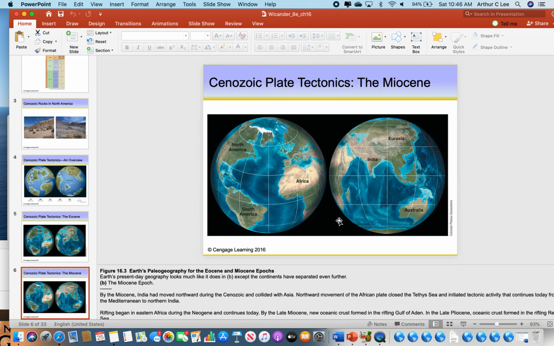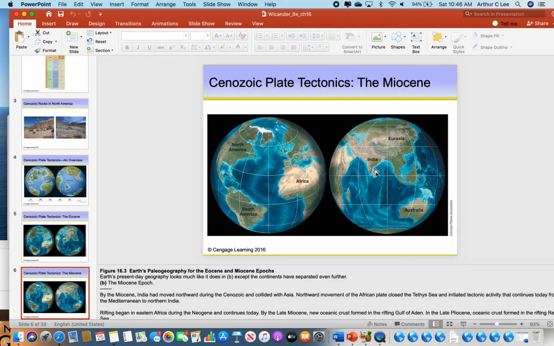Anyway, the North Atlantic has moved away from Europe. This is later on during the Cenozoic. You can see the South Atlantic has continued to widen, the North Atlantic has widened, everything is getting closer, so that by this time you can see India here towards the end of the Cenozoic has collided with Eurasia.